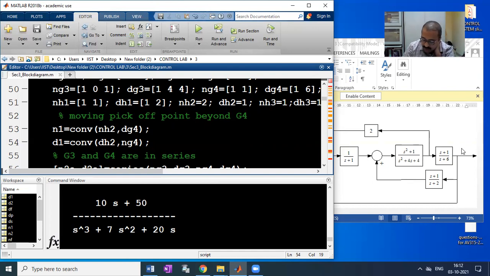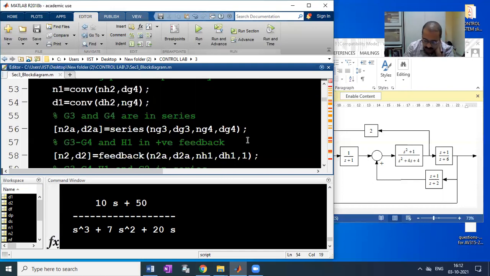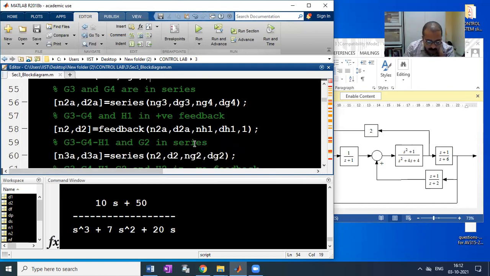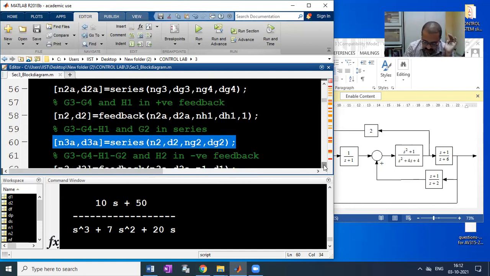So once you have shifted this point, what happens? These two will be in cascade. So I am using this command, series of ng3 dg3, ng4 dg4. So now this has become one single block. Then this single block will be in positive feedback with this s plus 1 by s plus 2. That's what I'm doing here. This is a positive feedback, so I have given here one additional 1. Don't forget that. Then this single block and 1 by s plus 1 will be again in series. That is what is shown here. Then what next?